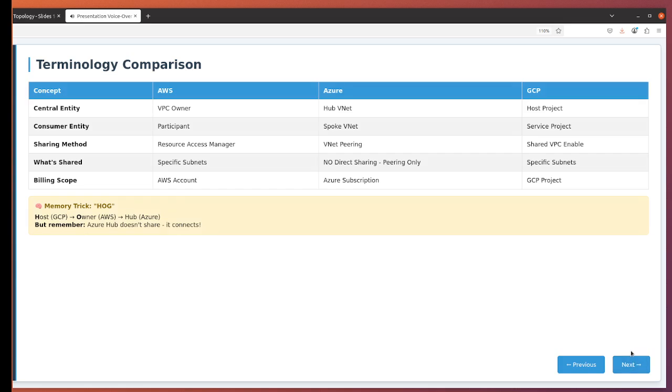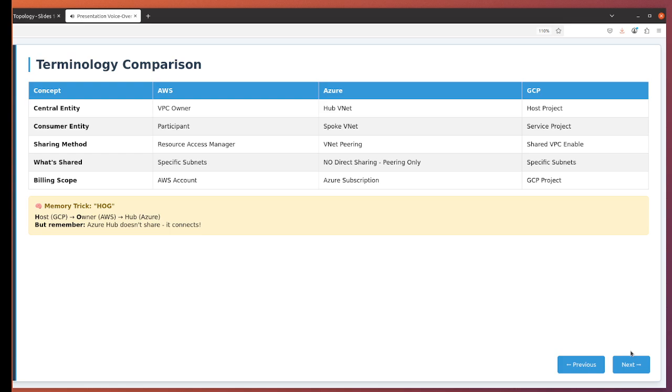Key terminology comparison. This is where things get tricky. Each provider uses different terms for essentially the same concepts. Let me break this down with some memory techniques. AWS has VPC owner and participants. Think of it like a house owner letting guests use specific rooms. The owner controls the house. Guests use the rooms.